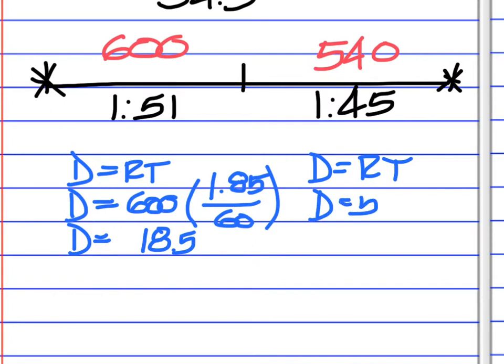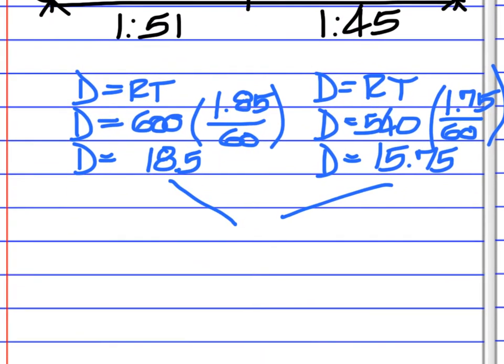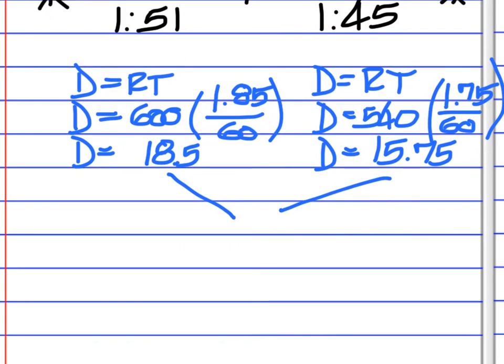And then over here, once again, we do D equals RT. The speed is 540. We have a minute 45. A minute 45 is 1.75. It's a minute and 3/4 of a minute over 60. So 1.75 divided by 60 times 540. 15.75. So tell me what 18.5 plus 15.75 is? 34.25. So we missed it by a quarter of a mile.